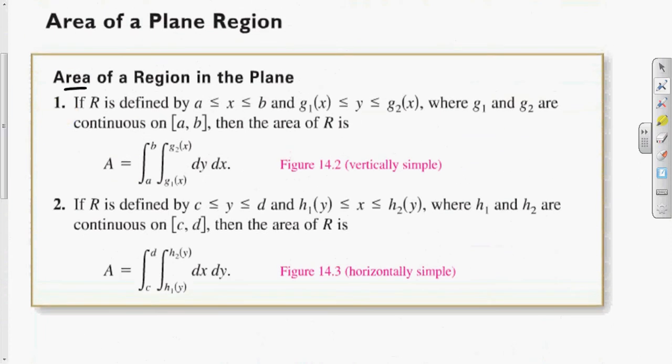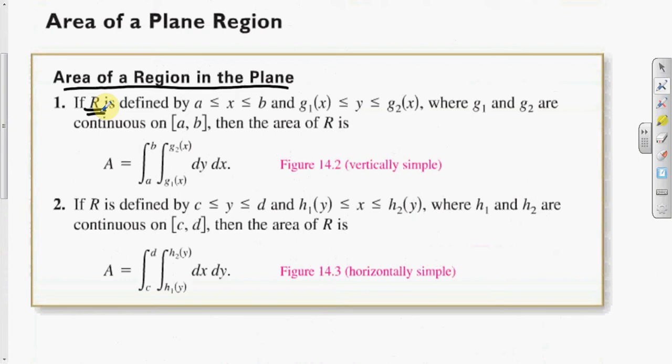Here, this so-called area of the region, the key is R. If R is defined by, we can look at this in two ways. We call the first one vertically simple. We call the second one horizontally simple. We call it vertically simple because I want to bound x between two vertical lines. And we call the second one horizontally simple when I want to bound y between two horizontal lines.